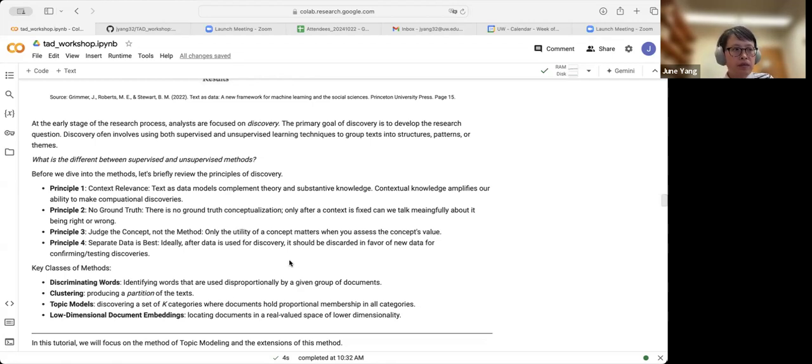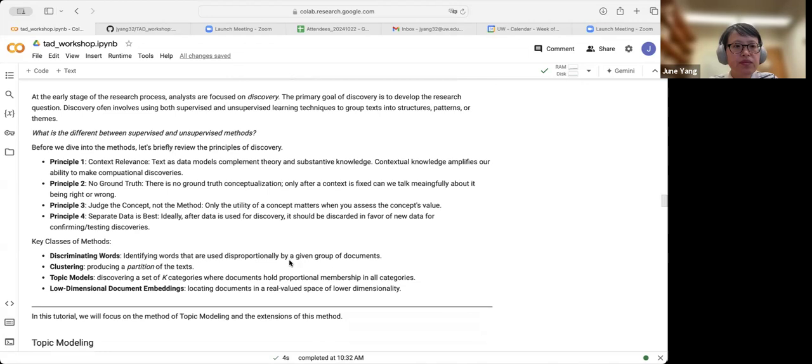We're just exploring our text by using this unsupervised method, but we're not using the model to predict a given outcome. So what are the principles we need to keep in mind when we're discovering text?